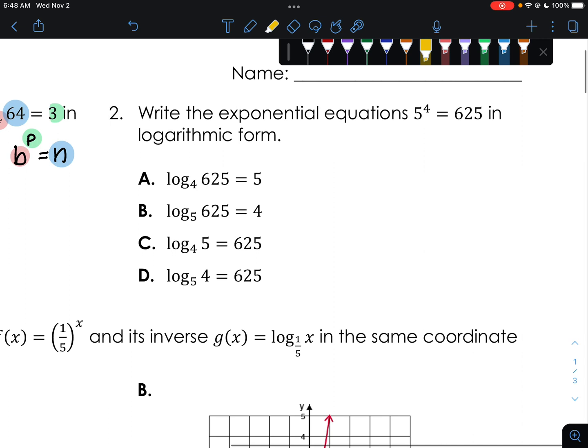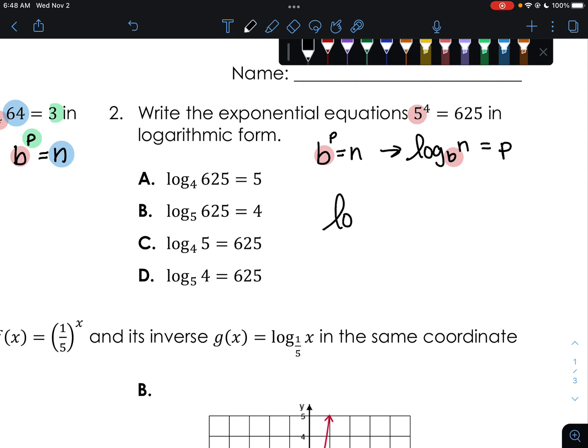Moving on to the next one, write the exponential equation 5 to the 4th power equals 625 in logarithmic form. It's the same thing. Currently, we have a base to a power that equals a number. So if we're switching it to the other form, it would be log of our base of the number equals the power. Starting off with our base, it would be 5. So we write log with the base of 5.